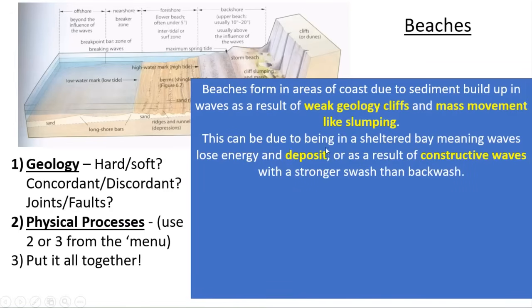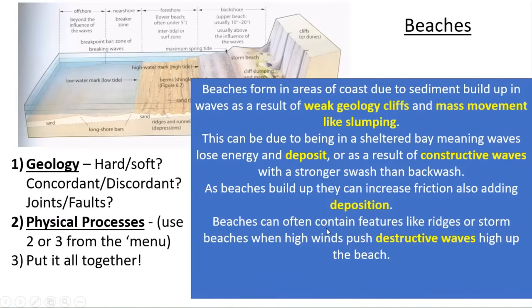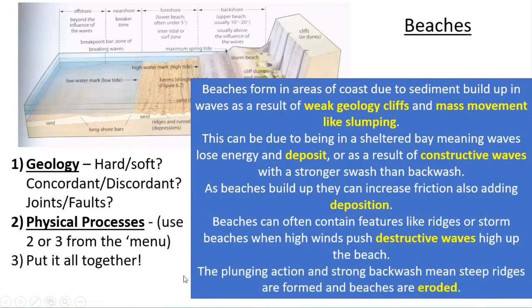So this can be due to being in a sheltered bay, meaning waves lose energy and deposit, or as a result of constructive waves with a stronger swash than backwash. As beaches build up, they can increase friction, so they add to deposition. Beaches can also often contain features like ridges or storm beaches when high winds push destructive waves high up the beach. So I've mentioned erosion as well, even though it's a landform of deposition. The plunging action and strong backwash means steep ridges are formed and beaches are eroded.